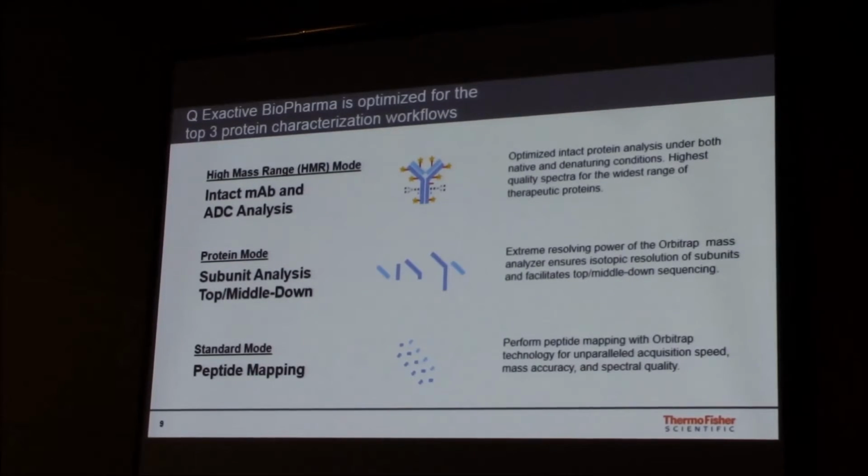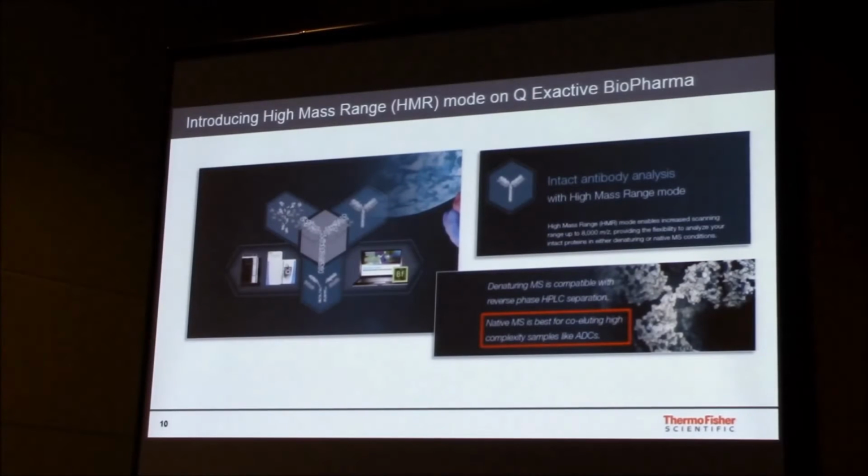We haven't changed anything about the subunit, middle-down, top-down, nor the peptide mapping. In fact, the hardware hasn't changed. All we've done is develop a new firmware, which has this mode, and it allows us in HMR mode to conduct these experiments. So we haven't broken anything, we've only introduced something new. So with that, I'll talk a little bit more about high mass range mode and what we can do now in a more automated fashion to bring this to routine biopharma labs.